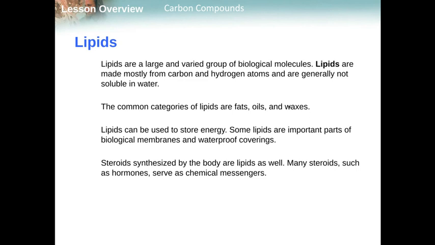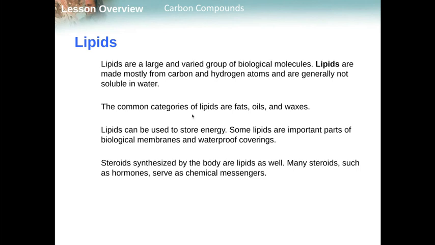So other lipids are going to be waxes as well, just like the waxes that you burn in a candle or waxes that you may use to get your eyebrows done. The wax that they put on there and then they rip it off and you scream in pain, that's going to be based upon lipids as well. So lipids can be used to store energy. Some lipids are important parts of biological membranes and waterproof coverings.